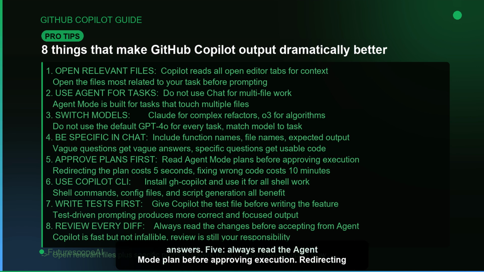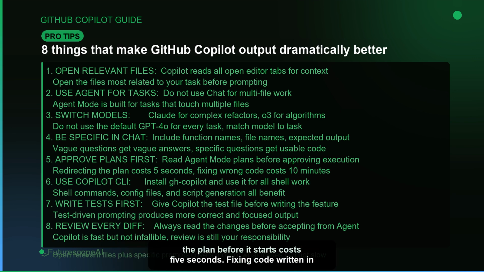5. Always read the agent mode plan before approving execution. Redirecting the plan before it starts costs 5 seconds. Fixing code written in the wrong direction costs 10 minutes or more. 6. Install Copilot CLI and use it for all shell and terminal work. Shell command generation, config files, and script drafting all benefit significantly.